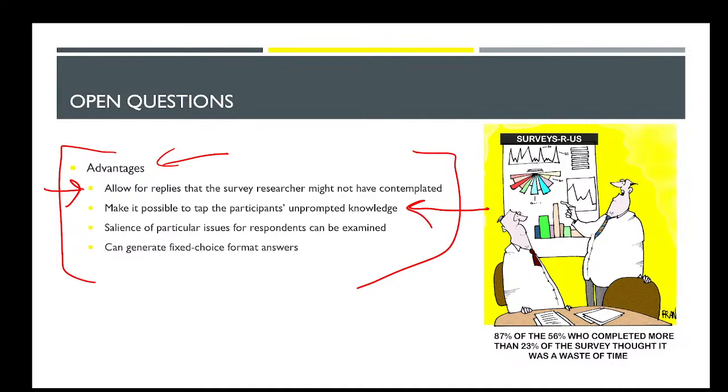It's possible for participants to put in unprompted knowledge, things that you didn't think of, but that they know and might want to tell you. The salience of a particular issue for respondents can be examined, or they can tell you how important something is to them in their own words. And it can generate fixed choice format answers or closed questions, right?